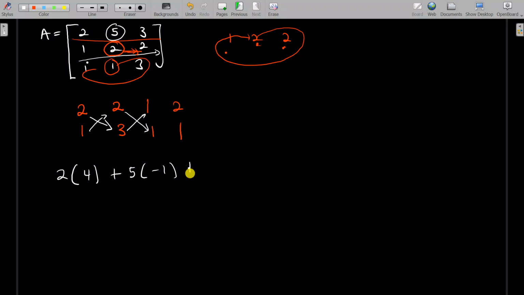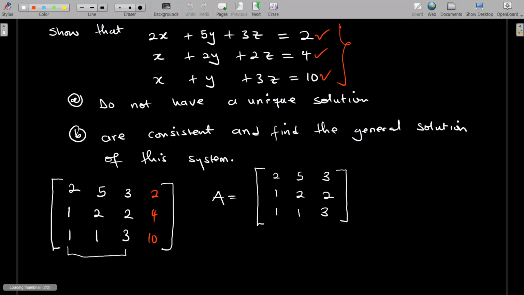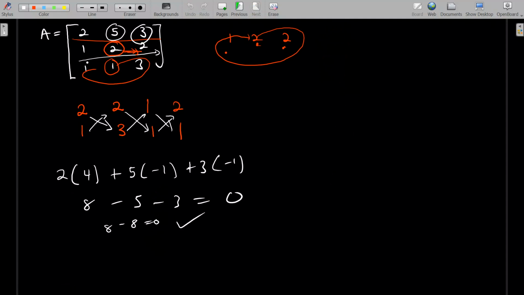Then I go to the next one, plus 3 times 1 times 1, which is 1, minus 2 times 1, so 1 minus 2 is negative 1. So I have 8 minus 5 minus 3, which is 8 minus 8, that is 0. Once the determinant of that matrix is 0, it means that indeed your system does not have a unique solution. I hope this made sense. If you have a 3x3 matrix and you're trying to find the determinant, this is a quicker way of finding it.